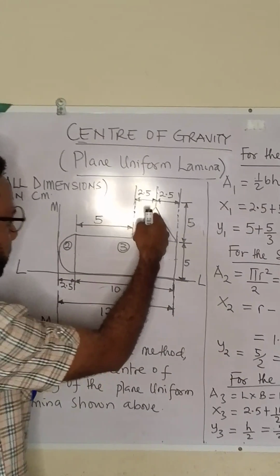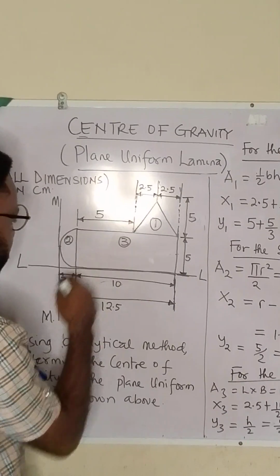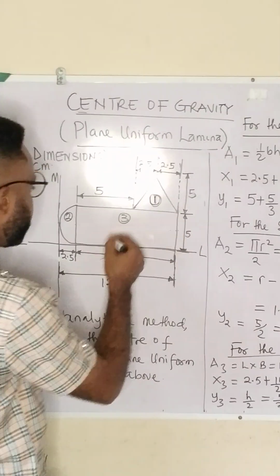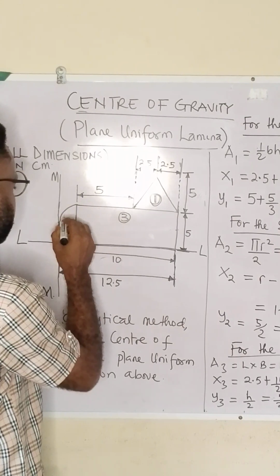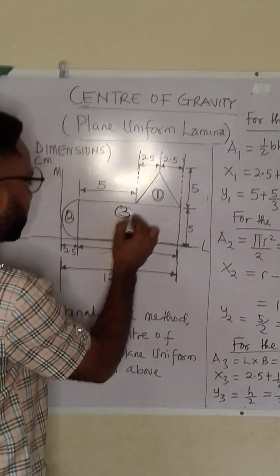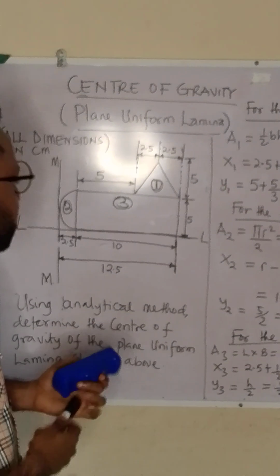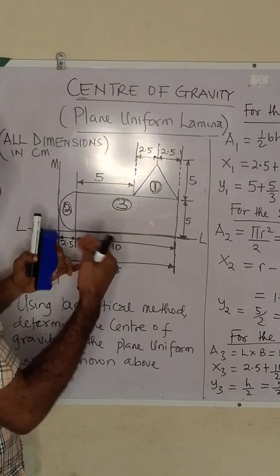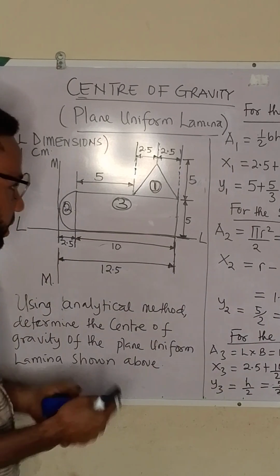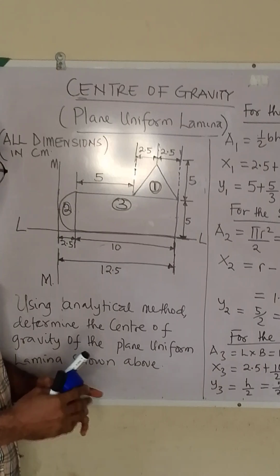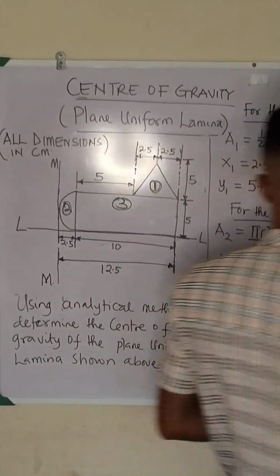These are three shapes. This is a triangle, this is a rectangle, and this is a semicircle. So this is the first shape we are going to consider, this will be the second shape, and this will be the last shape. Because it is a plane shape, not a solid shape like a cylinder, we are going to consider area.